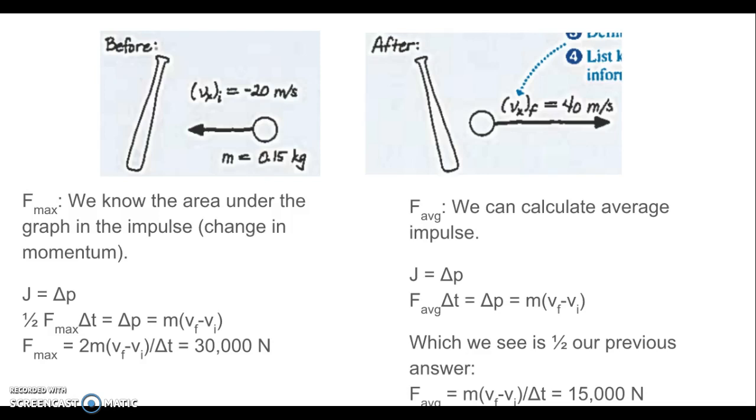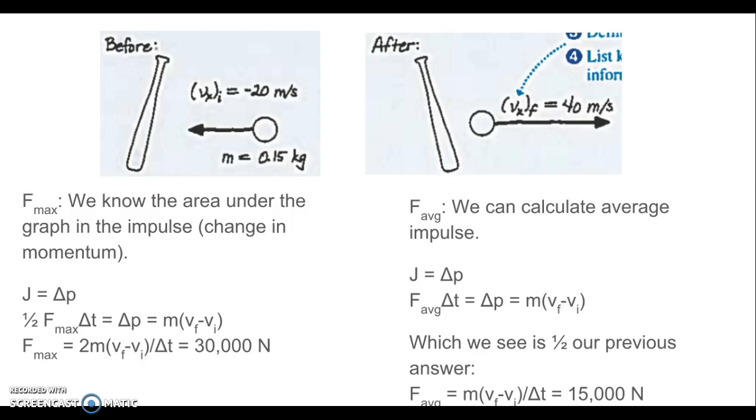But we can also calculate the average force that this ball feels, since when the ball hits the bat, it's going to feel a variety of forces. So what is that average value? Again, we're going to use the impulse-momentum theorem. But this time, we're going to use this approximation for impulse. That's going to be the average force times time.